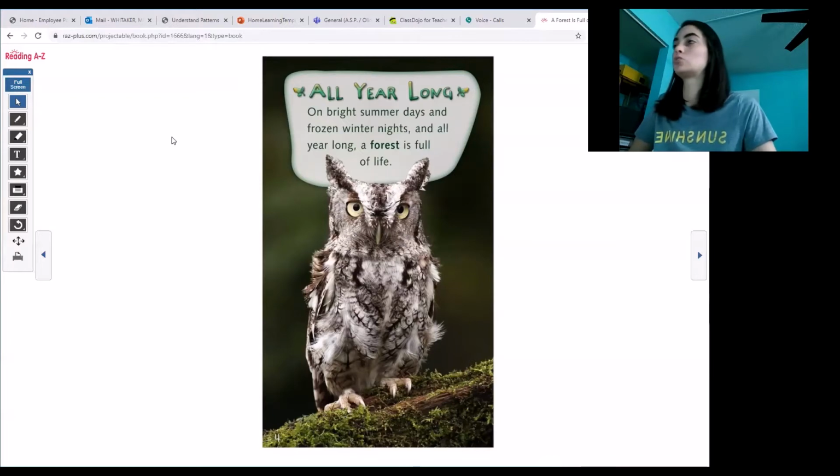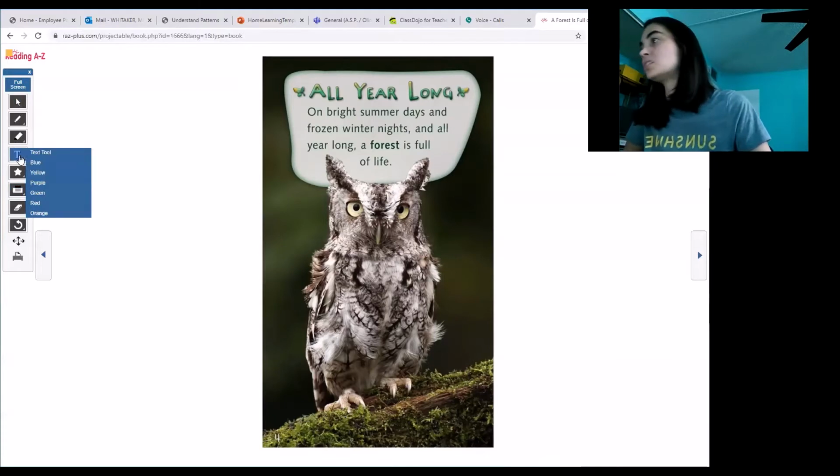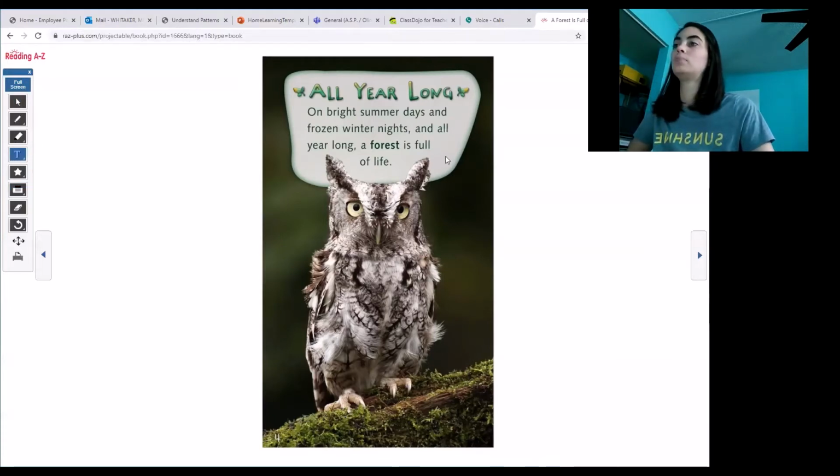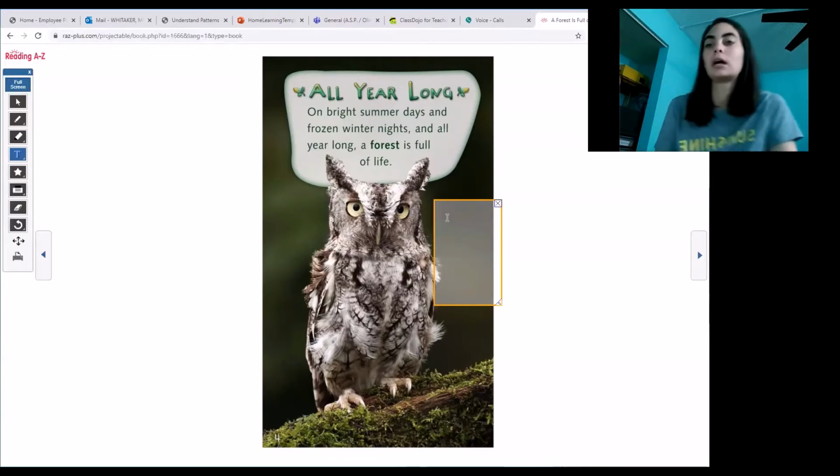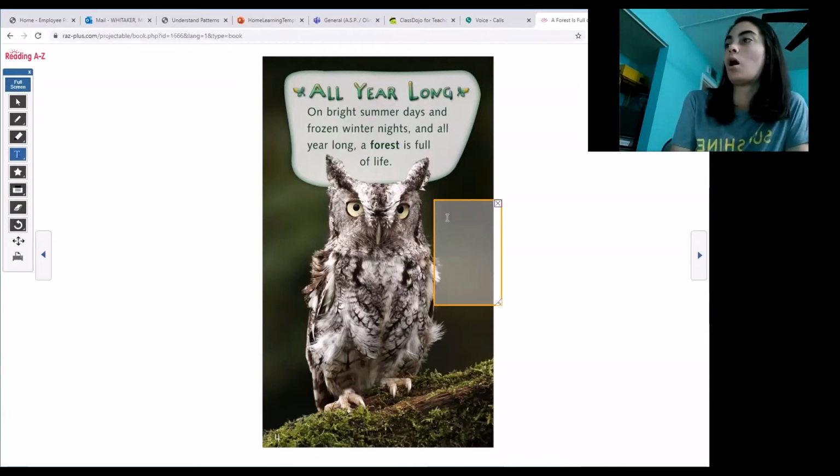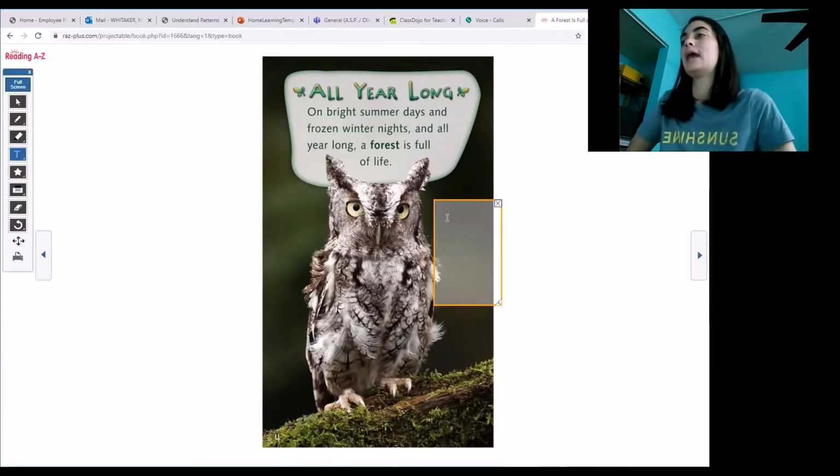So make a list. You can make a list here, you can make a text box with a T, a text box, and you can make a list. It isn't anywhere on the page. So it says, on bright summer days and frozen winter nights, and all year long, a forest is full of life. So what do you think the author is talking about when she says full of life?